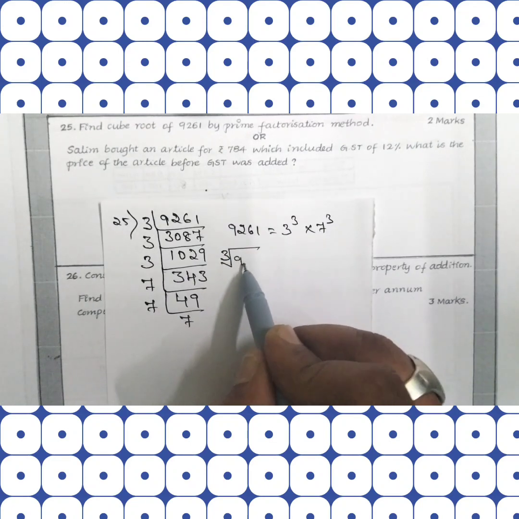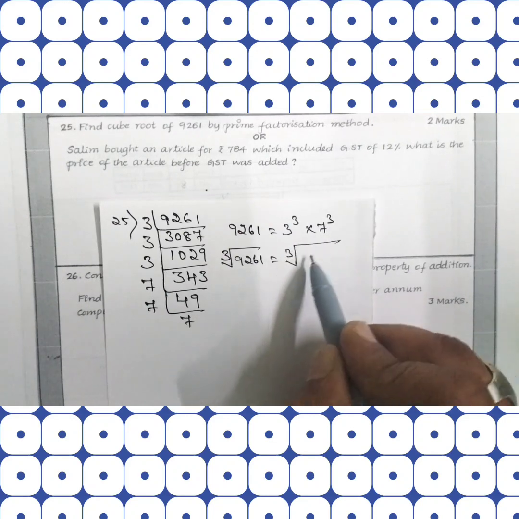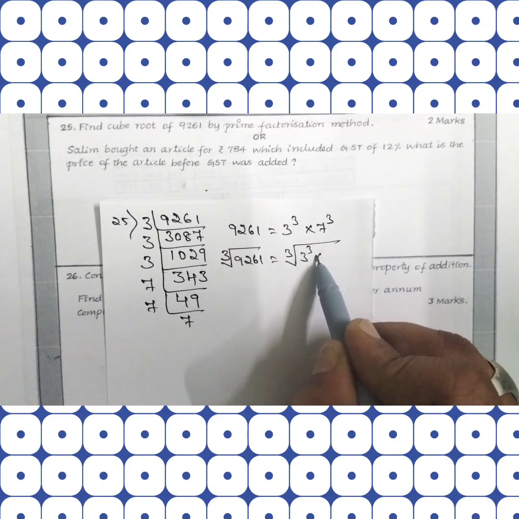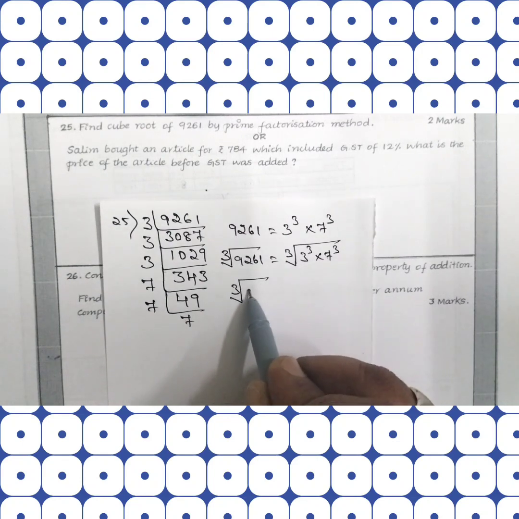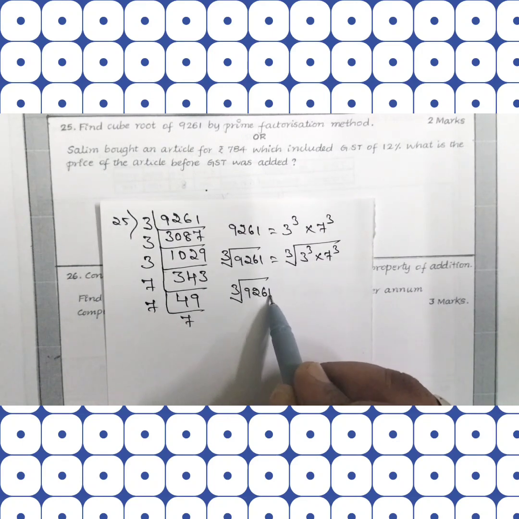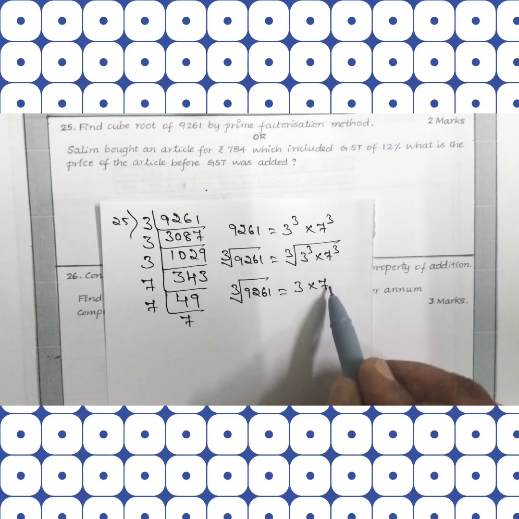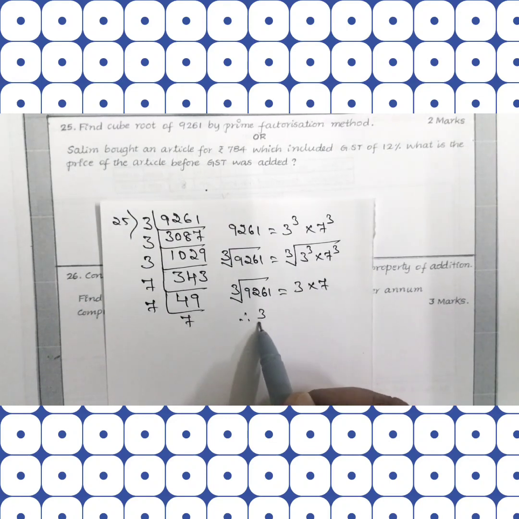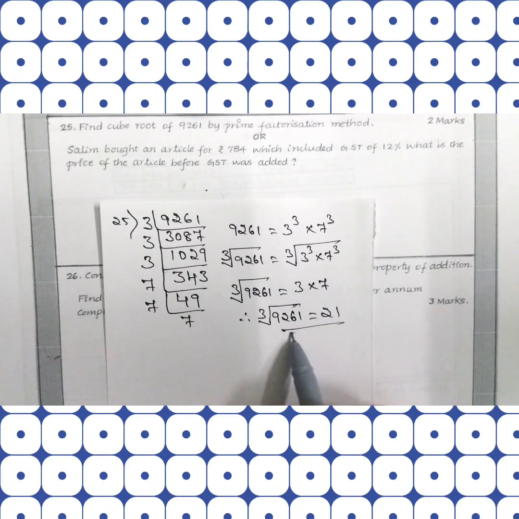Take the cube root on both sides. Cube root of 9261 is equal to cube root of 3 to the power of 3 into 7 to the power of 3. So cube root of 9261 is equal to 3 into 7. Therefore cube root of 9261 is equal to 3 7s are 21. So 21 is the cube root of 9261.